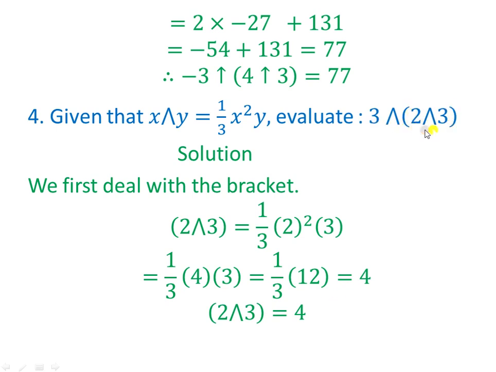So it means 2 * 3 alone is already 4, but we are looking for 3 * 2 * 3. So this part is already covered. We have got 4. So it means now the whole of this will be as good as 3 * 4, because this is all 4. So that will be our next step.